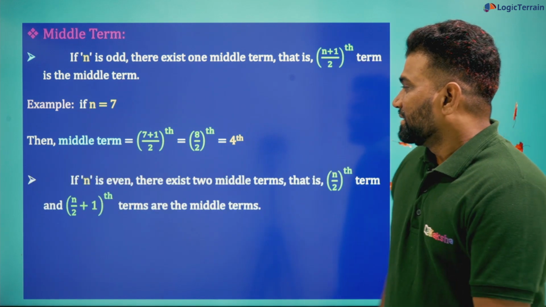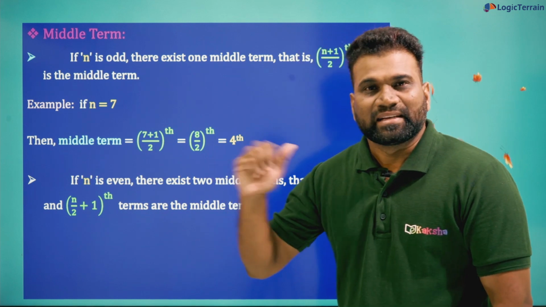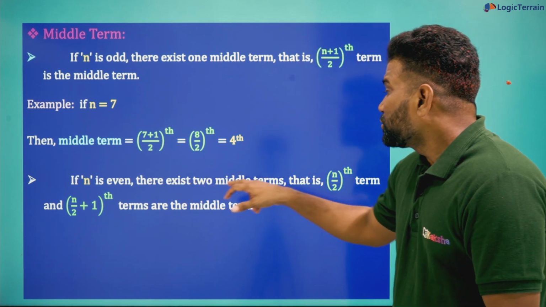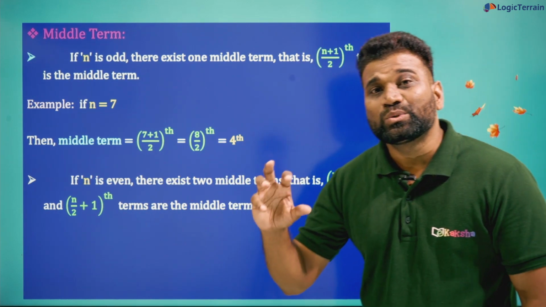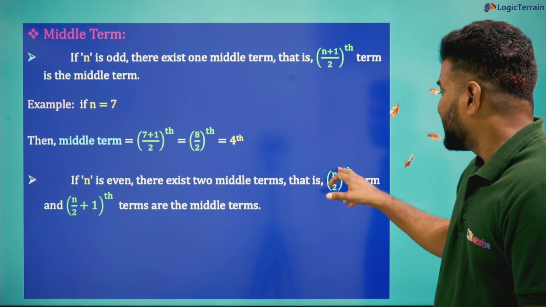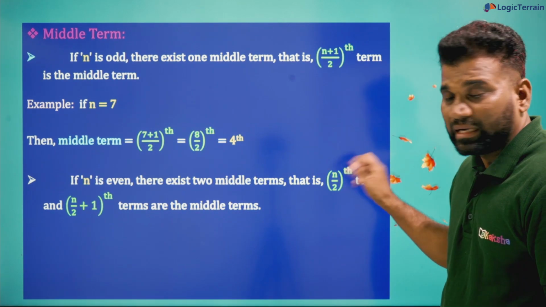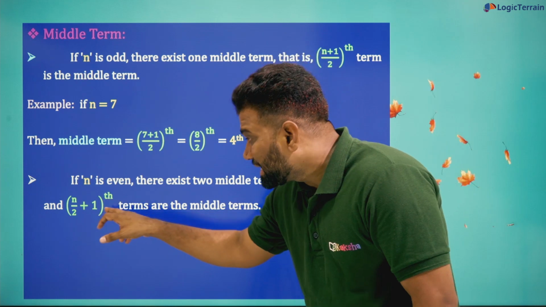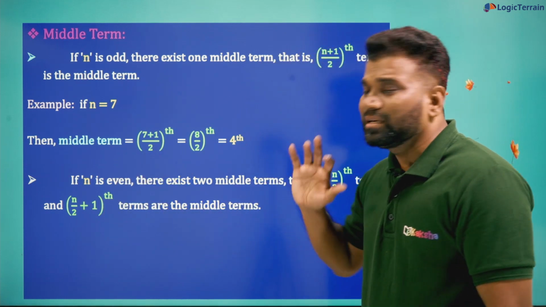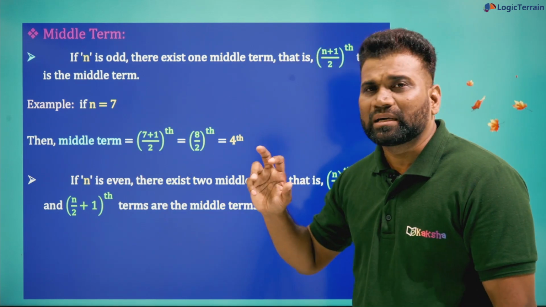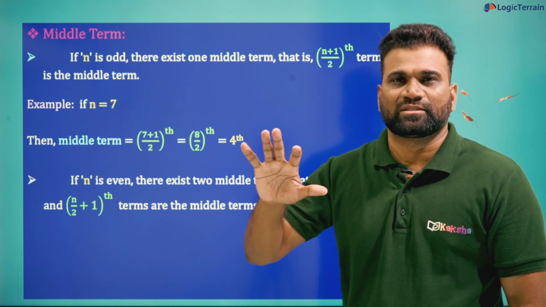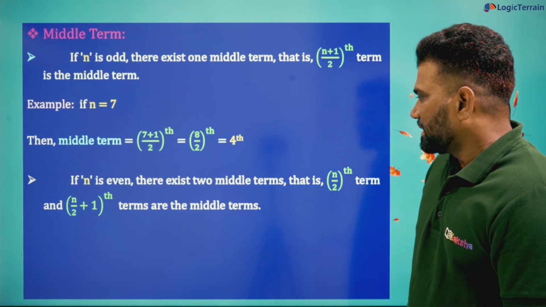Okay, if n is even, that is an even number, there exist two middle terms. There exist two middle terms, that is the n over 2 th term and the (n over 2 plus 1) th term. These two will be the middle terms. Here n is what? n is the number of terms in that sequence. Okay, so let us see an example.